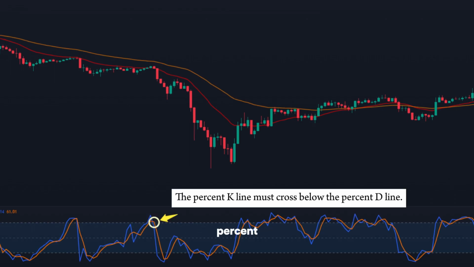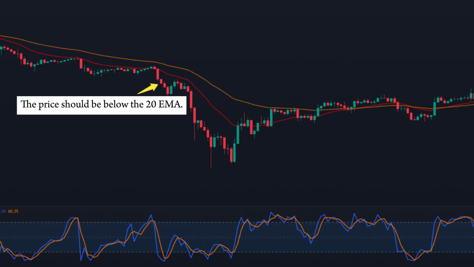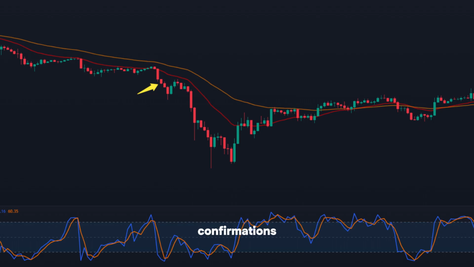1. The %K line must cross below the %D line. 2. The stochastic lines should be below the 80 line. 3. The price should be below the 20 EMA. After these bearish confirmations, traders can consider a short position.